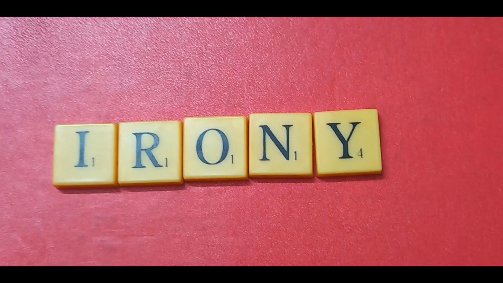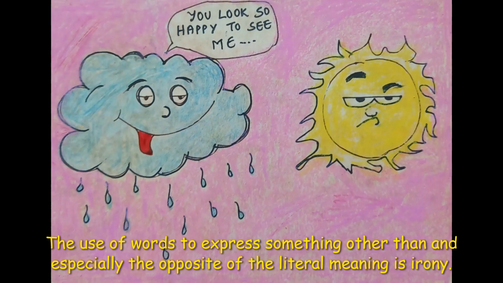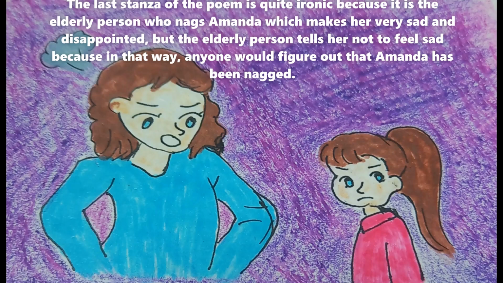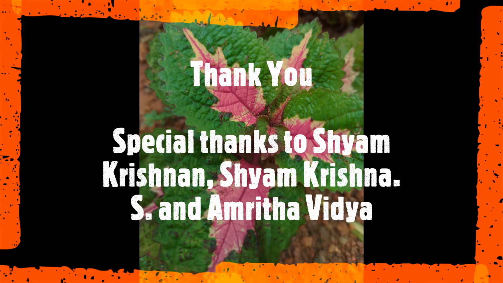Now, moving on to the last poetic device, we have the use of irony, the use of words to express something other than and especially the opposite of the literal meaning. The last stanza of the poem is quite ironic because it is the elderly person who continues to nag Amanda, which makes her sad and disappointed. But the elderly person tells her not to feel sad because, in that way, anyone could figure out that Amanda has been nagged. With that, we come to the end of this lesson.